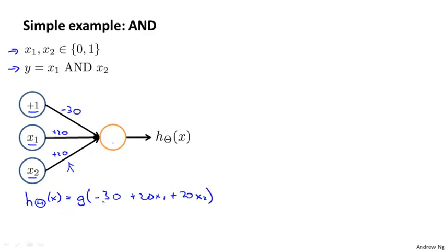Sometimes it's just convenient to draw these parameters up here in the diagram of the neural network. And of course, this -30 is actually theta 1 of 1,0. This is theta 1 of 1,1, and that's theta 1 of 1,2. But it's just easier to think about it as associating these parameters with the edges of the network. Let's look at what this little single neuron network will compute.